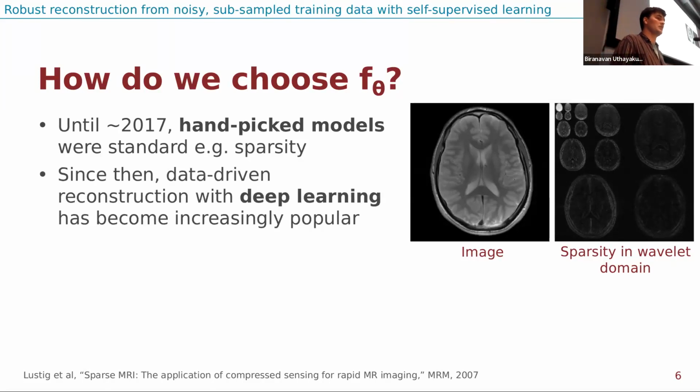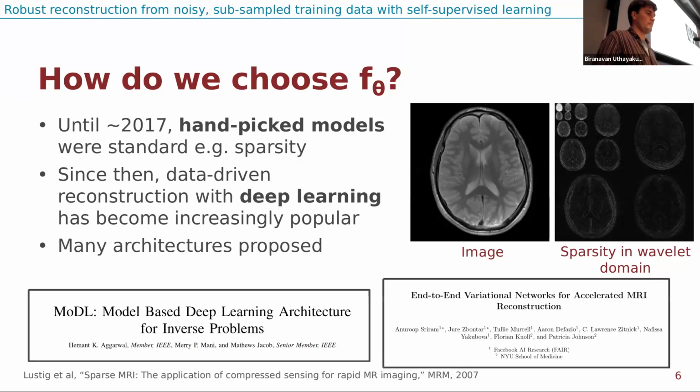But more recently, something that's become increasingly popular in the community is to use data-driven reconstruction with deep learning. So in this case, we don't pick the model ourselves. What we do is we use data to learn a model. There have been a very large number of architectures proposed for doing this kind of thing. I've highlighted a couple of particularly well-known ones at the bottom here. But I'm not going to go into the details of any architectures at all. I'm not going to talk about what we're training, I'm just going to talk about how we're training. So everything is going to be network architecture agnostic. This talk is about the training method.